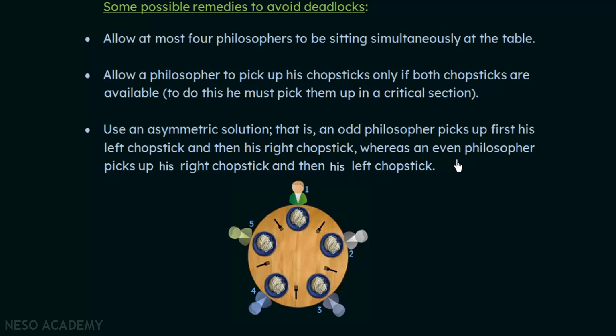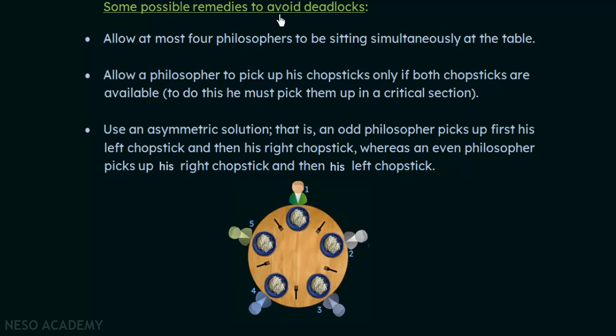And then if it is an even philosopher, he should first pick up his right chopstick and then his left chopstick. So by doing this, what will happen? We saw that in the first scenario, when all of them were hungry at the same time, they all picked up their left chopsticks and all of them ended up waiting for each other. So instead of doing that, we will allow the odd philosophers to pick up their left chopstick first, and then they will be picking up the right if it is available. And for the even philosophers, they will be first picking up the right chopstick and then the left chopstick. So by doing this, we can ensure that deadlocks are prevented.